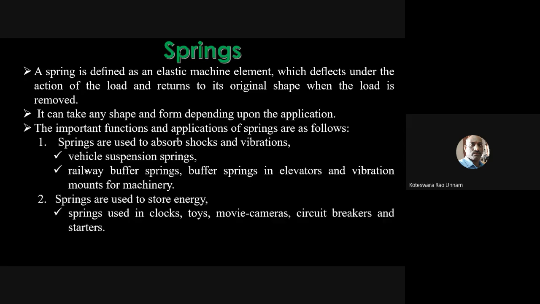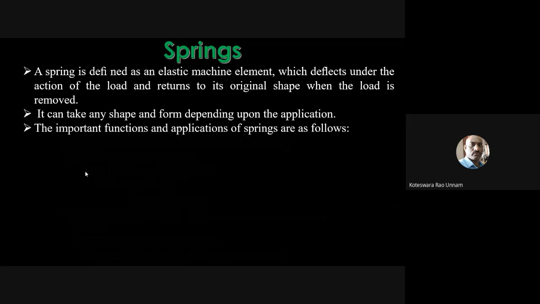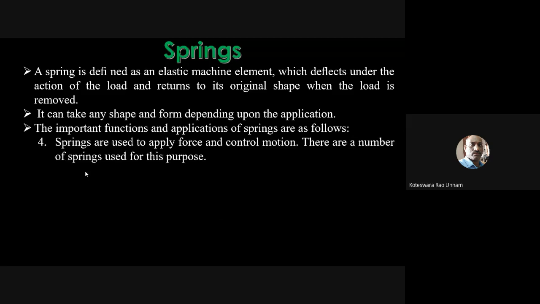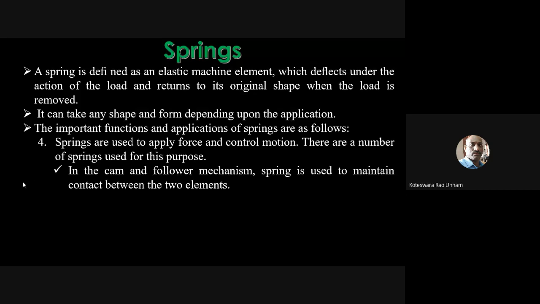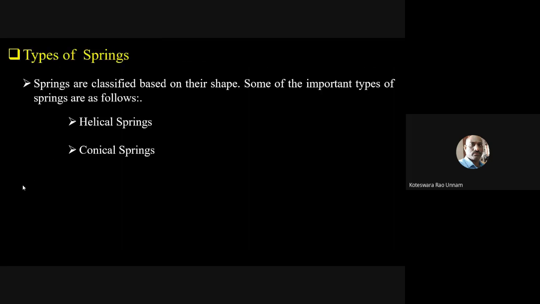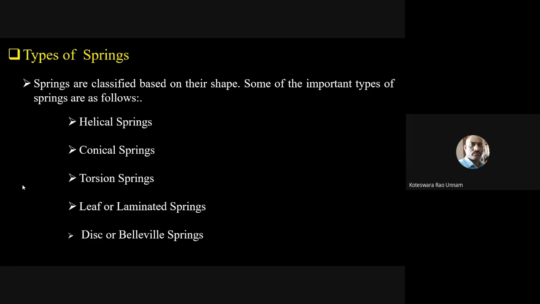After that, we saw what the important functions of a spring are and their applications also. Generally, springs are used in shock absorbers to mitigate vibrations, and also springs are used to store energy, and the third application is that springs are used to measure force as well as to control motion. So we discussed these applications.